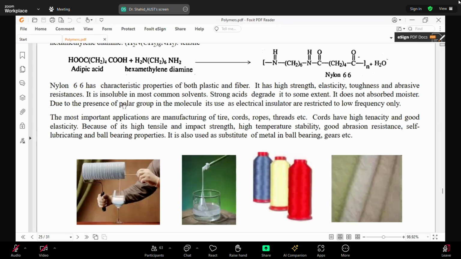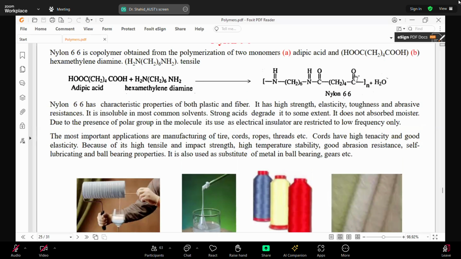Due to the presence of polar groups in the molecule, it is used as an electrical insulator, restricted to low frequencies. This group is also polar, you know. Why is this group polar? Can you tell me? The electron will be shifted to this, so this will be partial negative and carbon will be partial positive. So this is a polar group, and this also is a polar group.